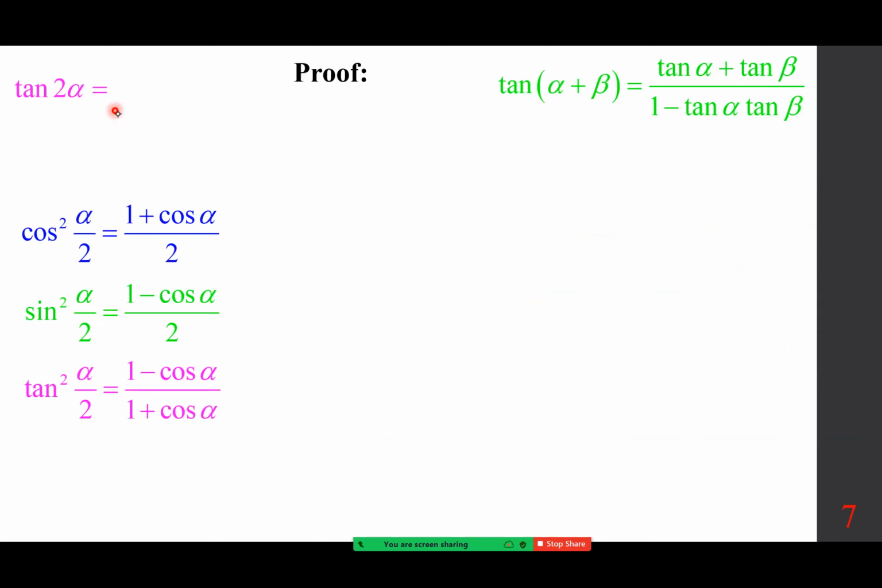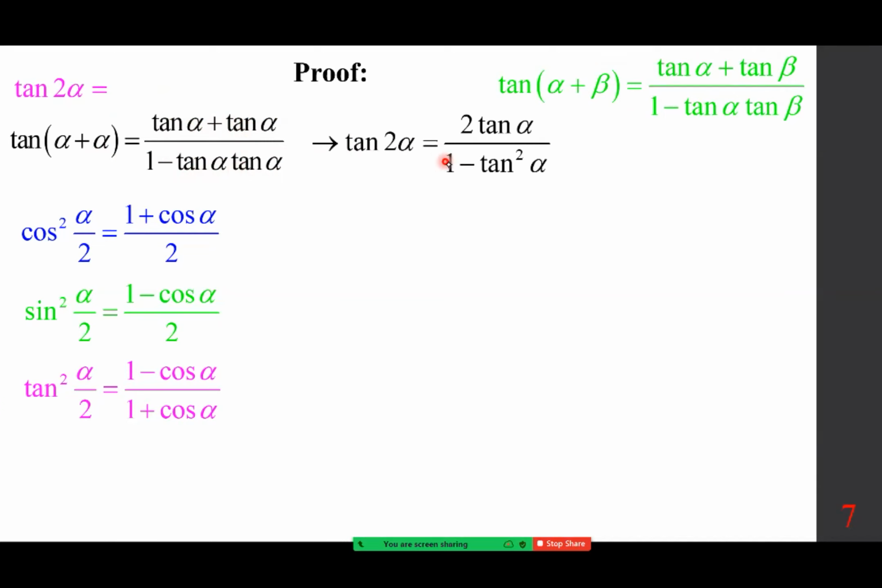Tan of 2 alpha, we have this formula. Tan of alpha plus beta has this formula. So if I change the beta to alpha, it becomes tan of 2 alpha. So you get tan of alpha plus alpha. It's tan of alpha plus tan of alpha over 1 minus tan of alpha times tan of alpha. So this is 2 tan alpha, and this is 1 minus tan squared. So we established tan of 2 alpha is 2 tan alpha over 1 minus tan squared alpha. Again, all you have to do is change this beta to alpha, and you can prove this. We've already looked at those three on the previous page.